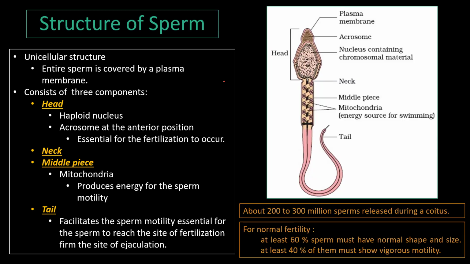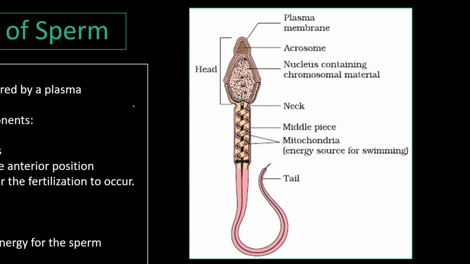Now understand the structure of the sperm. First of all, you have to understand that the entire structure of the sperm is a unicellular structure, and as it is a unicellular structure, the entire surface of the sperm is covered by the plasma membrane. It consists of three major components: head, middle piece and the tail.